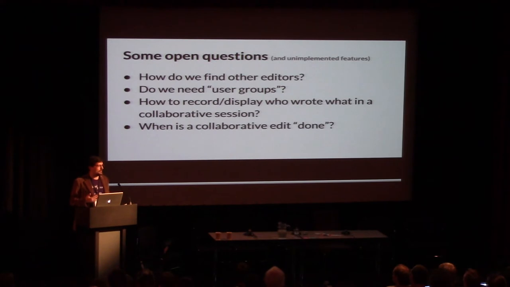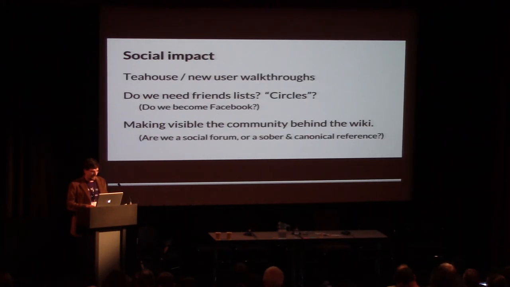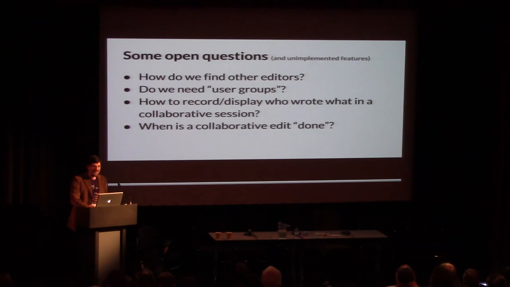So we've got wiki projects right now, which are kind of a group of users, right? If I want to edit the article on the moon, do I want to have some way of saying other people I know who are interested in the moon article? Is that just watch list? Is that the previous history of the page? Do I want social groups? Do we become Facebook? That's the next one.